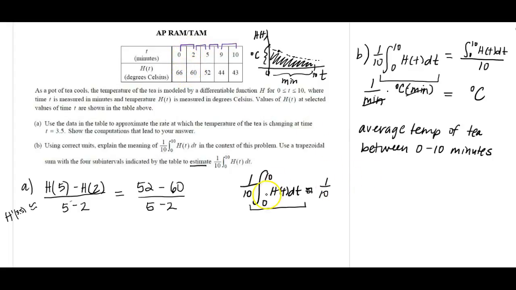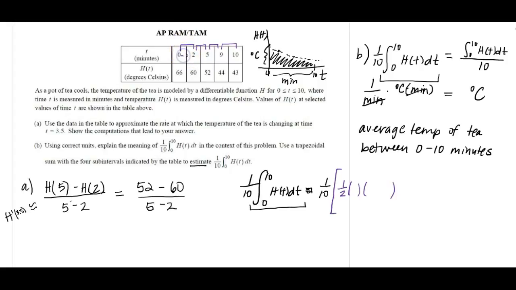So 1 over 10 stays in front. And then I'm going to put a big set of brackets. And I'm going to have to do the area of 4 separate trapezoids. Now, the area of a trapezoid is 1/2, and then I'm going to have a height, base 1 plus base 2. So the height is going to be my first delta x.